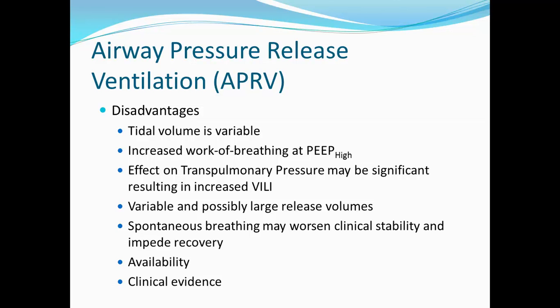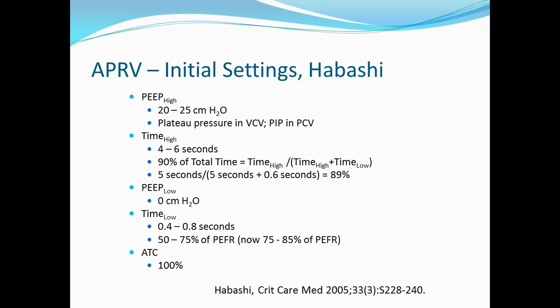One of the last disadvantages, which I think is very important, is the lack of clinical evidence for APRV. We have evidence that it improves some of the physiologic parameters, but we have minimal, if any, evidence showing that it reduces mortality. The initial settings that I have listed here are from Habashi's article in Critical Care Medicine. Even though this was in 2005, it's still the standard, and these values are still currently being used.